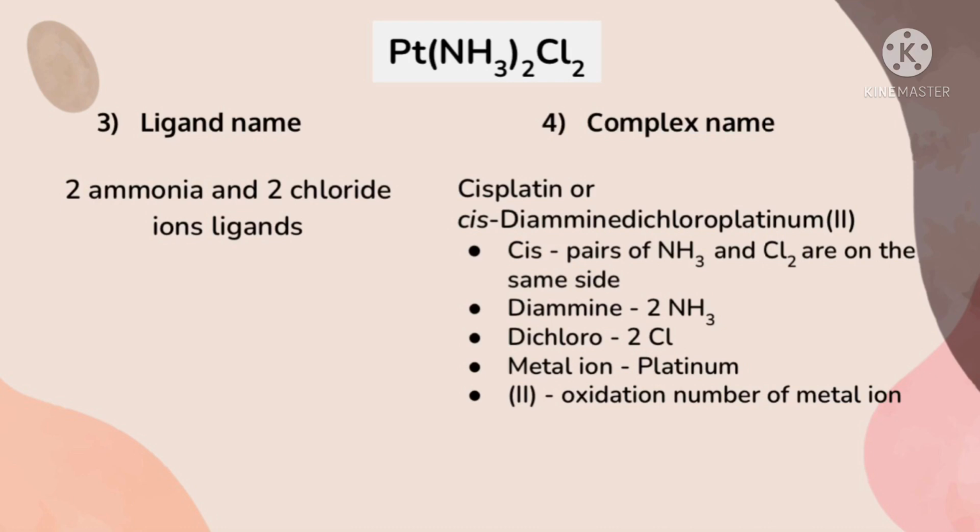Next, the ligands are 2 ammonia and 2 chloride ion ligands. The complex name is cisplatin or cis-diamminedichloroplatinum(II). It is called cis-diamminedichloroplatinum(II) because, cis, the pairs of NH3 and Cl are on the same side. Diammine because of 2 NH3, dichloro because of 2 Cl. The metal ion is platinum, and II is the oxidation number of the metal ion.